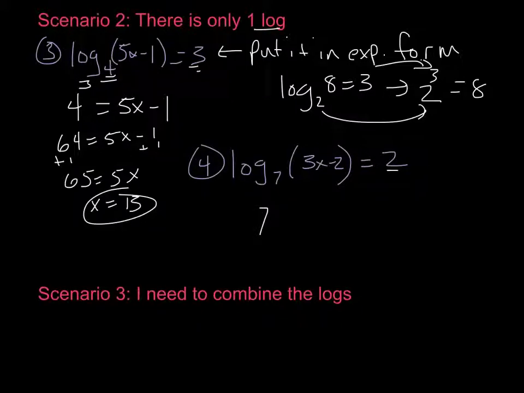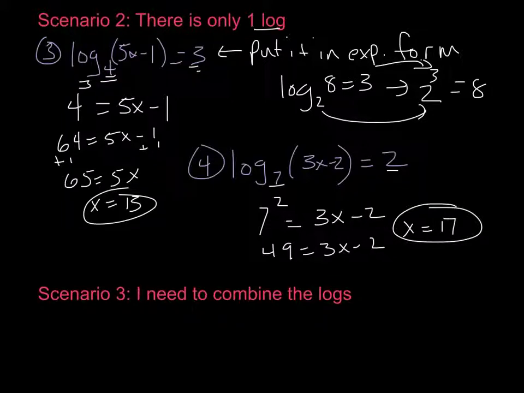Base 7 to the 2 power equals 3x minus 2. So 49 is 3x minus 2. You might want to try this, just verify your solution, but you should end up with x equals 17, but I know you know how to solve that. Okay, so putting it in exponential form is a good strategy.